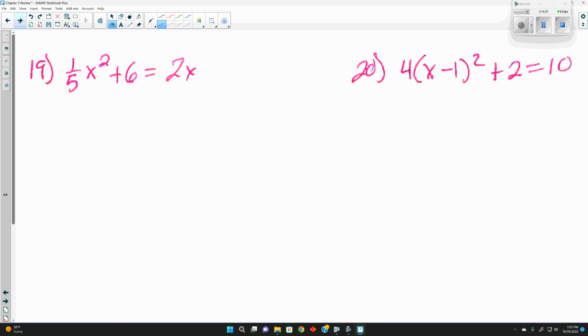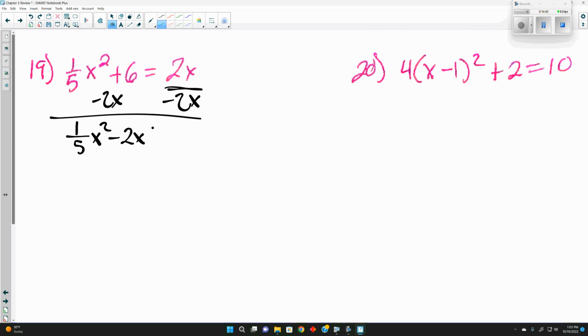So then can we do 19 on the calculator too? We can, but again, this needs to be 0. So we could subtract 2x from both sides. So we'd have 1/5 x squared minus 2x plus 6 is equal to 0.